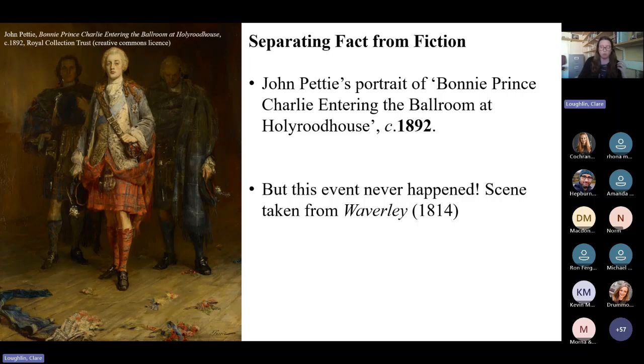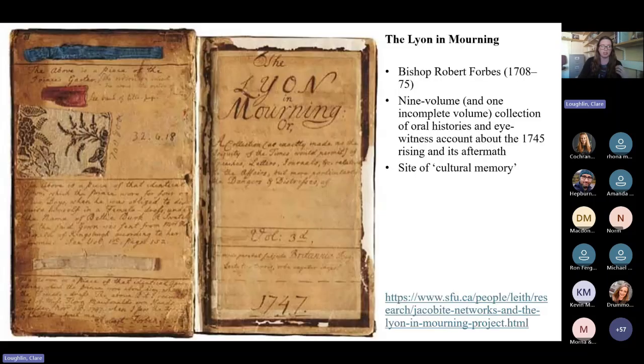But there are efforts to memorialise what had happened by Jacobites themselves, and I think the best example of this is The Lion in Mourning. Now, this is a manuscript collection of eyewitness accounts and memoirs collated from the 1750s by the Scottish Episcopalian Jacobite clergyman Robert Forbes. Forbes had wanted to participate in 1745, but he was captured and imprisoned before Culloden, so he couldn't take part in it.